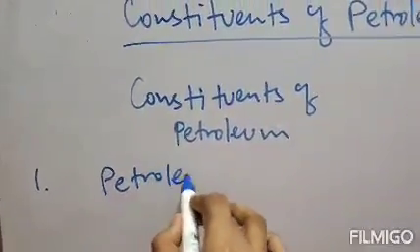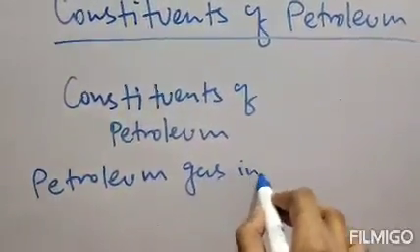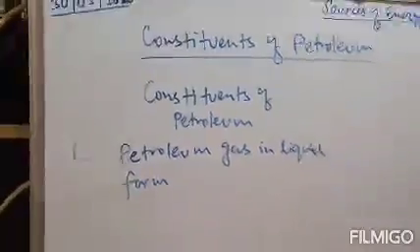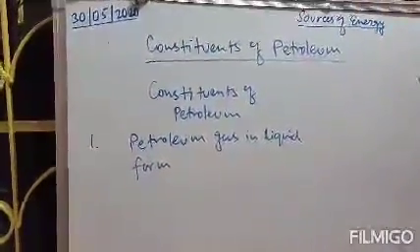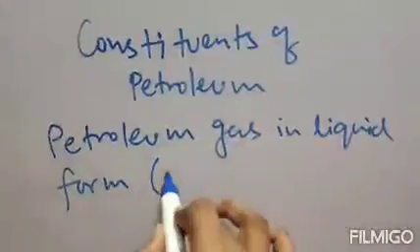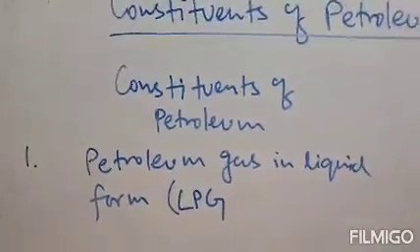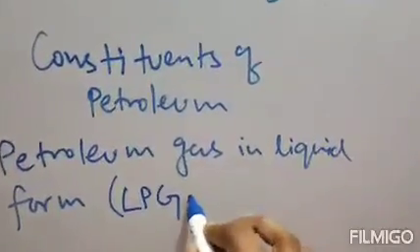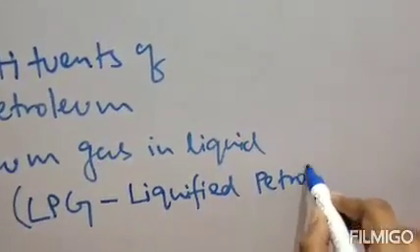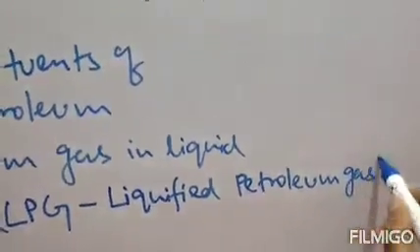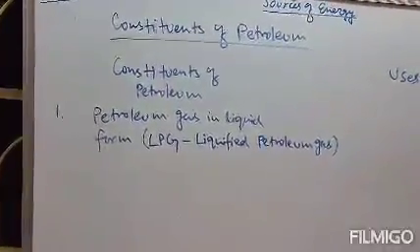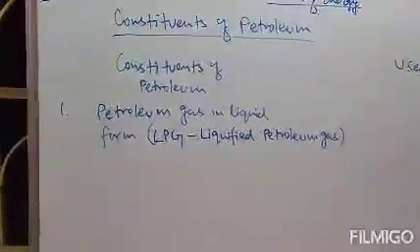Petroleum gas in liquid form is a constituent of petroleum. Now, petroleum gas in liquid form has another name. This is actually the LPG that is used in cylinders for cooking in our households. The full form of LPG is liquefied petroleum gas. It is stored in the cylinder in liquid form, under high pressure. Clear? So it is LPG.